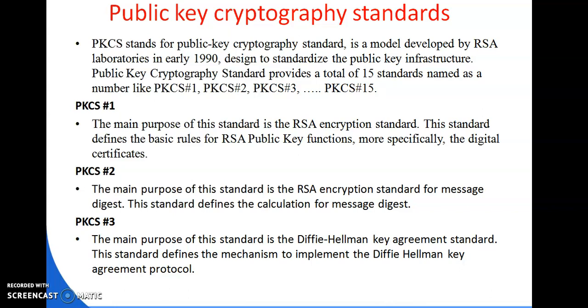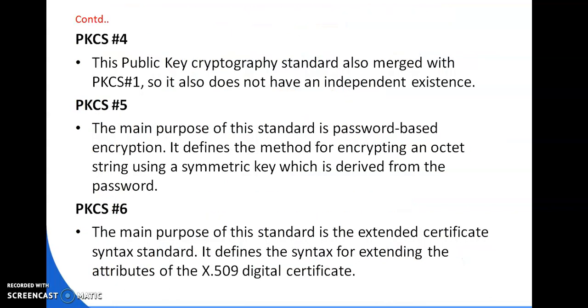Next is PKCS #2. The main purpose of this standard is the RSA encryption standard for message digest, and the standard defines the calculation of message digest. We have already discussed that. PKCS #3: the main purpose of this standard is the Diffie-Hellman key agreement standard, and this standard defines the mechanism to implement the Diffie-Hellman key agreement protocol. So the main standard is the Diffie-Hellman key agreement protocol. This is PKCS #3.